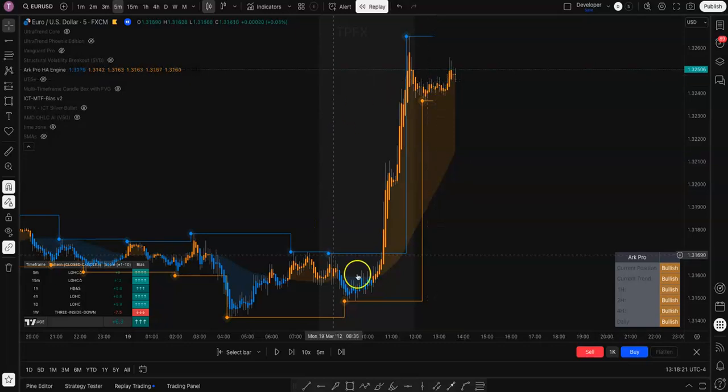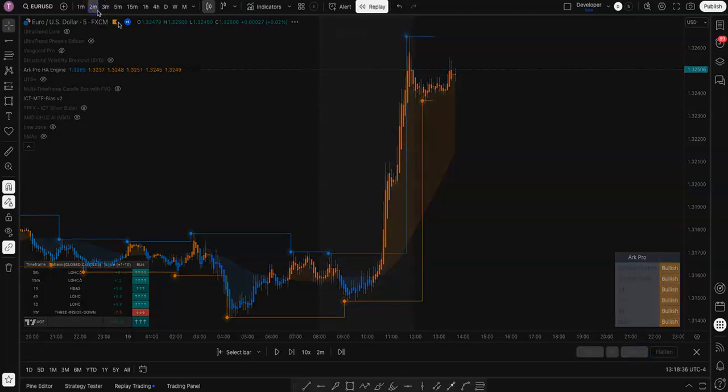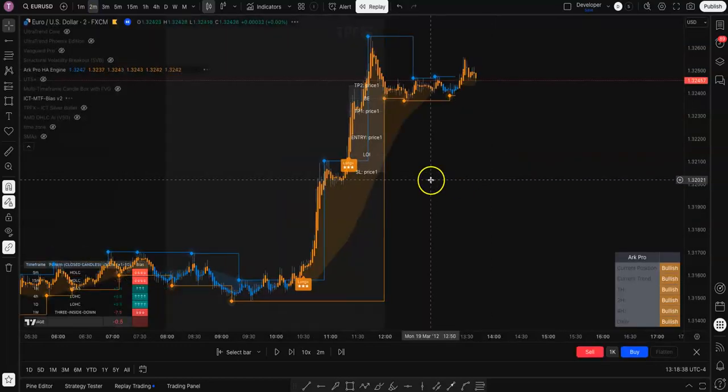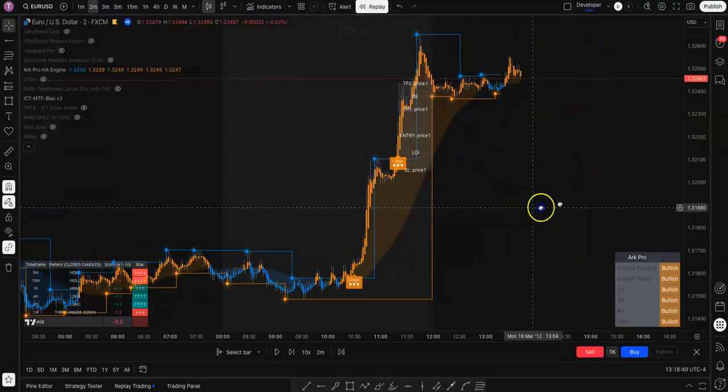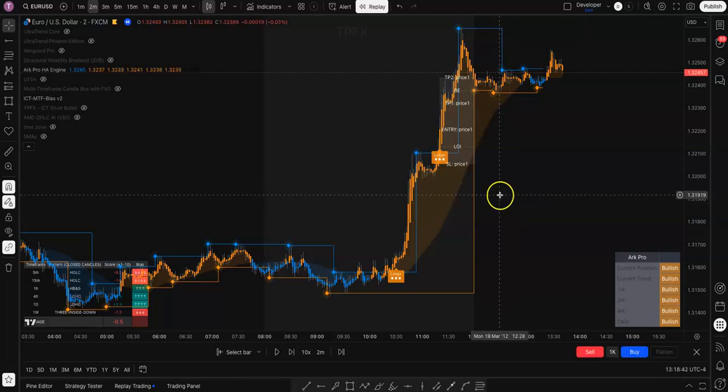Right? Sometimes, unfortunately, you're not going to have signals on the 5. So I found out that between the 1 and the 5, the sweet spot is between the 2 and the 3 minute. So I like the 2 minute. Personally, I like the 2 minute. It's not the 1 and it's not the 5, right? I've tested it out on the 2-minute time frame.